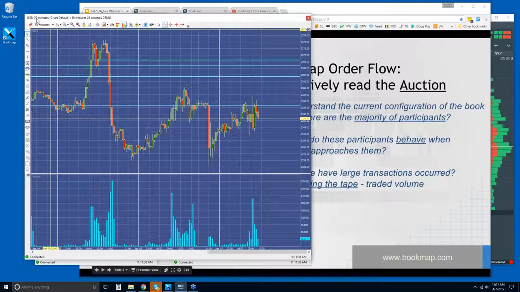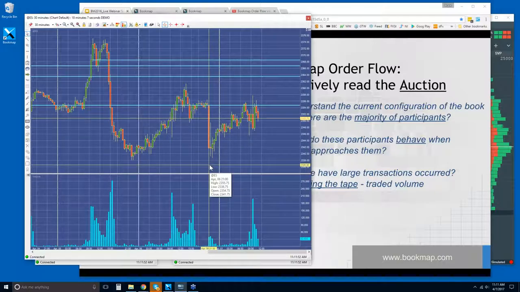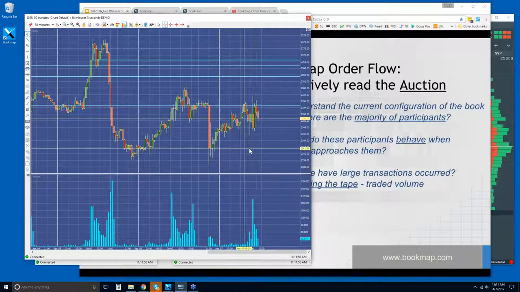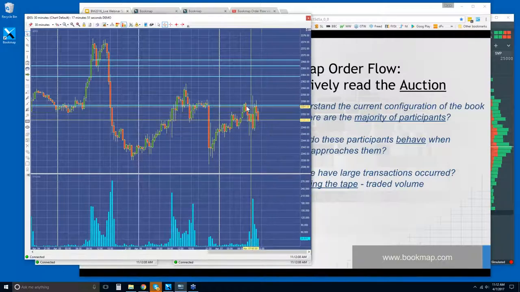Okay, so I'm looking at the ES here on a 30-minute chart. You can see that this was post market yesterday, overnight low down into this 2336 area, and then we had non-farm this morning, at 8:30. Here's your non-farm candle right here, and you can see we're just getting bashed back and forth. It's looking pretty wicked out there today.